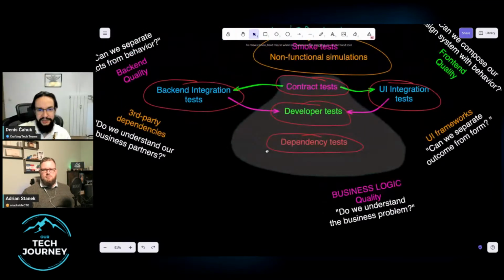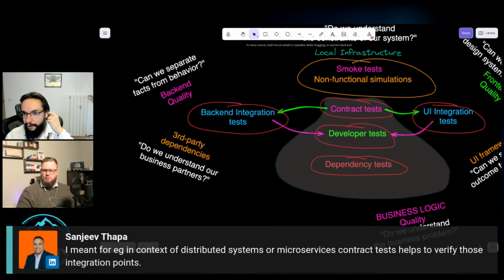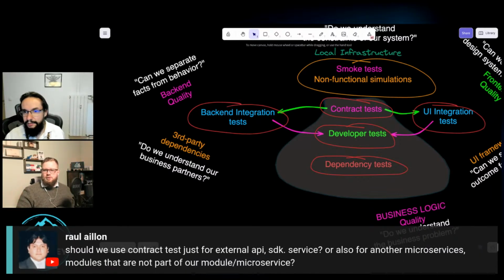Okay, we're going clockwise. Next thing, backend integration tests. I think I left this one last because everybody knows this. This is the typical thing that Raul is asking about. This is the typical thing Sanjeev is asking about. What is Raul asking again? We need to take a look. Yeah, Raul asked earlier. We have so many comments. We should go through them.